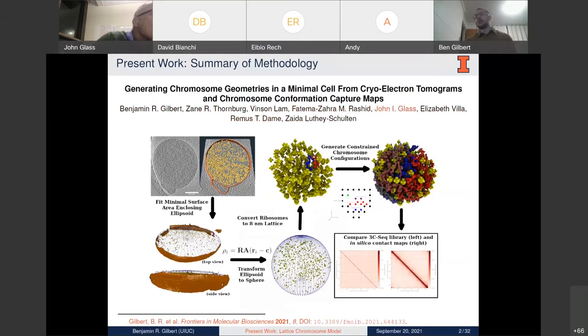And so just using this picture really quick to outline what we did, we took cryo-electron tomograms that were collected by the folks at UCSD. Using that, we reconstructed a cellular geometry for Syn3A, and then we generated chromosome configurations that were constrained by this geometry, that included the complete extent of the chromosome and told us where every gene was spatially located within the cell. And then we additionally compared the ensembles of those configurations to a 3C experiment prepared by the folks at Leiden.